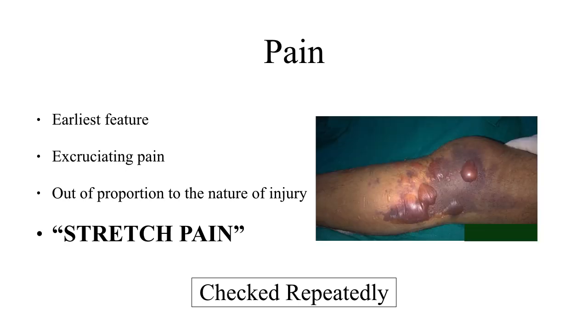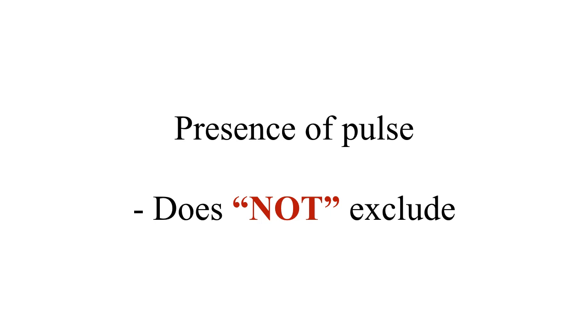The next classical feature is the presence of these blisters. These blisters should make you think of compartment syndrome because they indicate that the skin layer is losing its blood supply, causing these blisters. Presence of distal pulse does not exclude compartment syndrome. This is one thing you have to understand in this whole presentation. If radial pulse is present, it does not mean that there is no compartment syndrome.